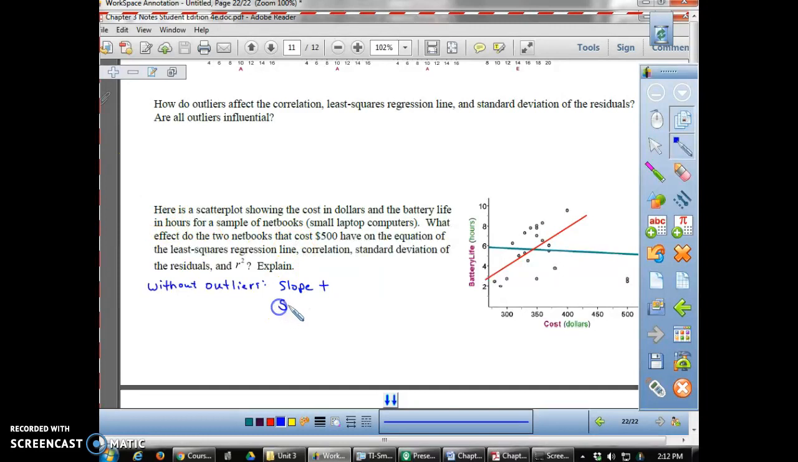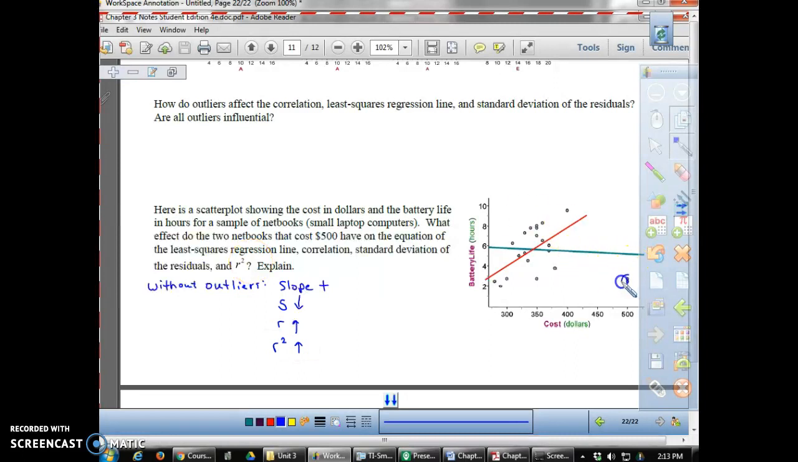If you take these outliers out, these residuals will be minimized as well as all the residuals over here because the line will fit better. So S will go down. R will go up because the linear relationship will be stronger between the two variables. And then, of course, R squared would have to go up as well.